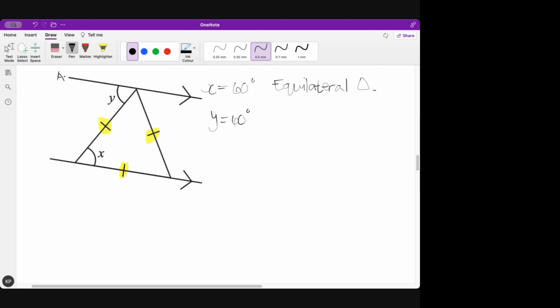60. And I didn't name my lines. A, B, C, D. This is alternate angles. Line AB is parallel to CD. Okay.